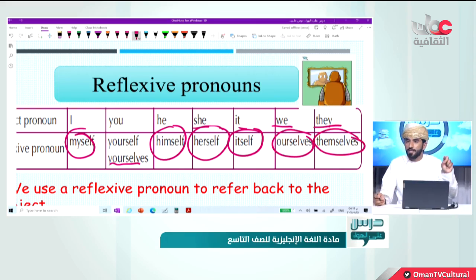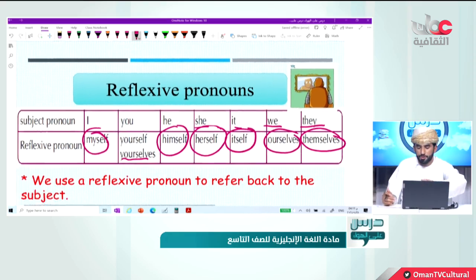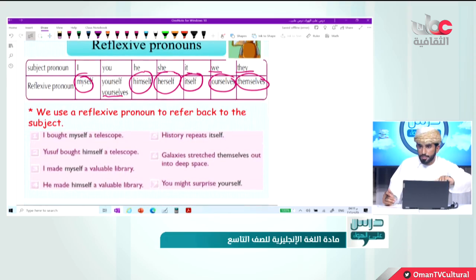Again, the reflexive pronoun of I is myself. Repeat after me. The reflexive pronoun of you, yourselves, exactly. He, himself. She, herself. It, itself. We, ourselves. They, themselves. Excellent. Very good. Right. Got it?